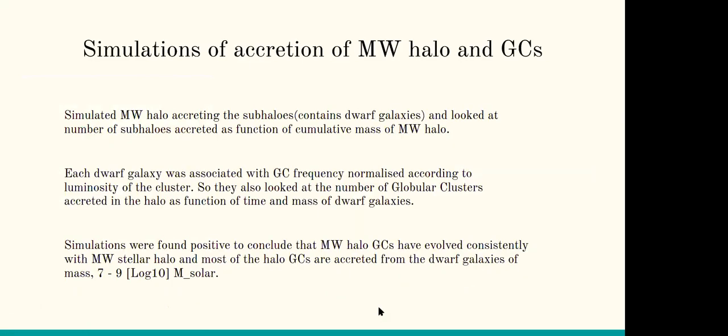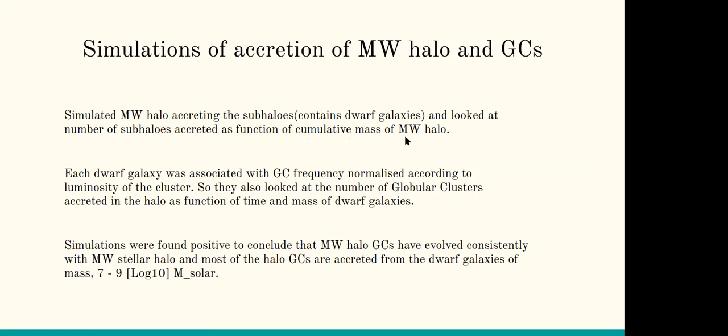To further confirm this, the authors do simulations of the accretion of the Milky Way halo and try to see whether there is consistency between the number of globular clusters accumulated as the Milky Way evolves and accretes the surrounding dwarf galaxies, and the stellar mass of the Milky Way halo. They simulated the Milky Way halo accreting subhalos and looked at the number of subhalos accreted as a function of the cumulative mass of the Milky Way halo.